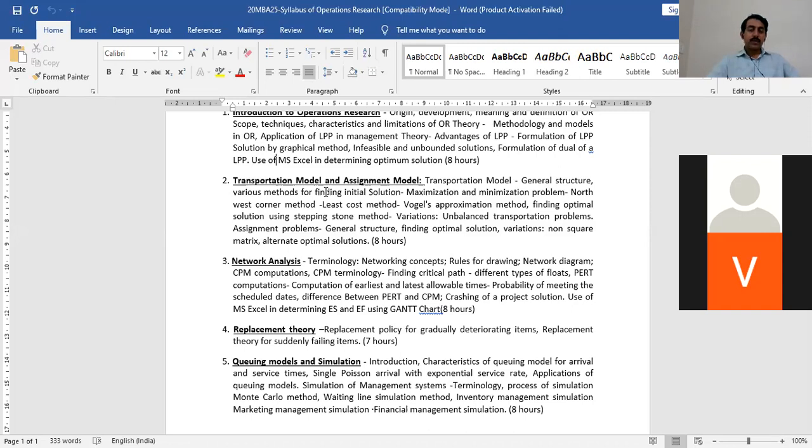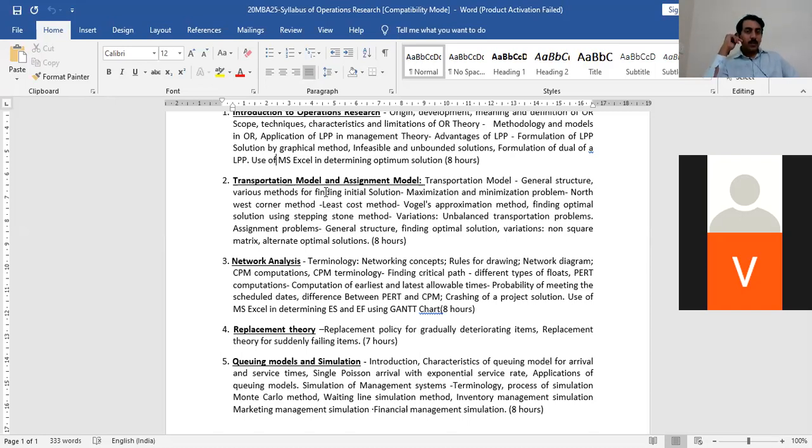So different types of plans and different problems are discussed in this particular module. That is the second module, which decides the transportation cost. Okay. So here also the main objective is to reduce the cost and increase the profit.